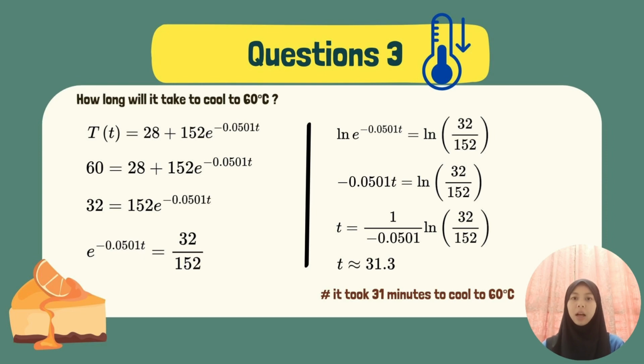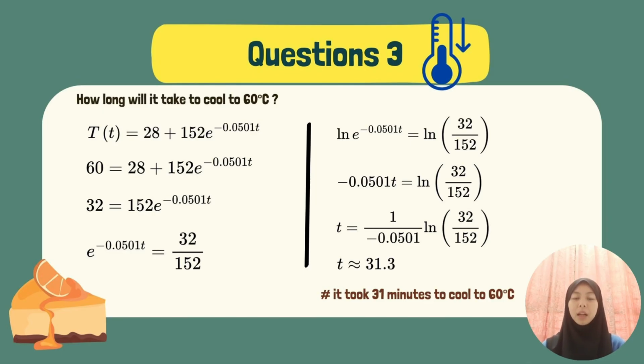Firstly, we need to substitute 60 degrees into the temperature equation because we want to know when the cake reaches this temperature. Next, 60 minus 28 will get 32 at the left hand side. Then we divide 32 by 152 to isolate the exponential term.